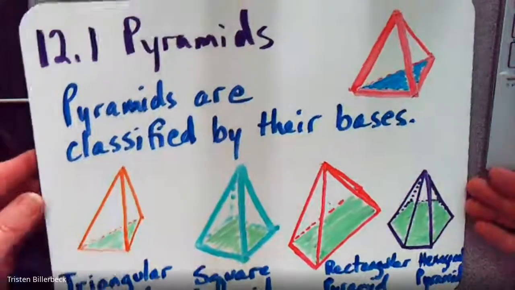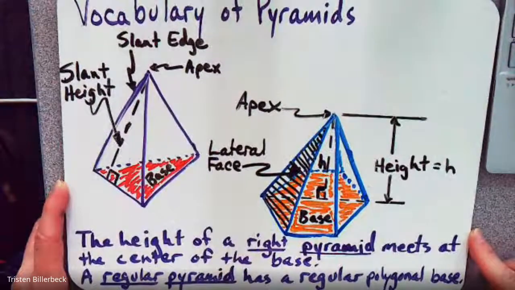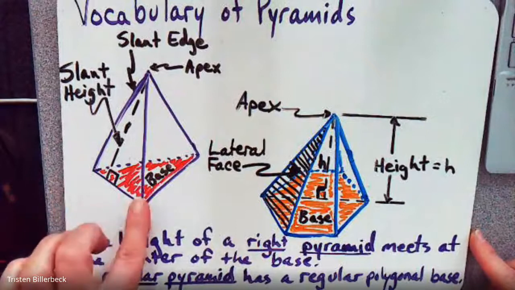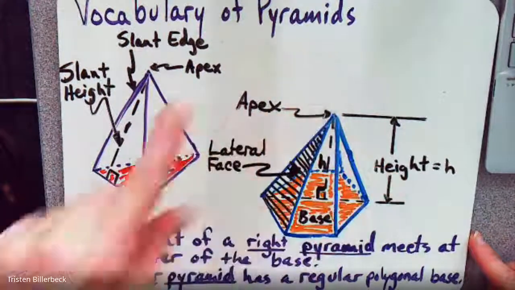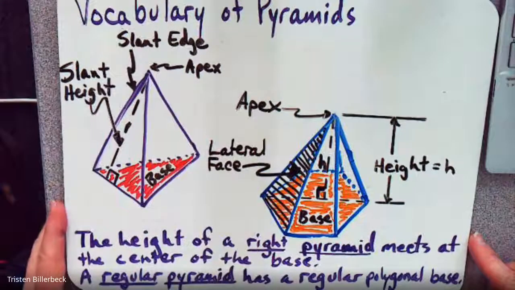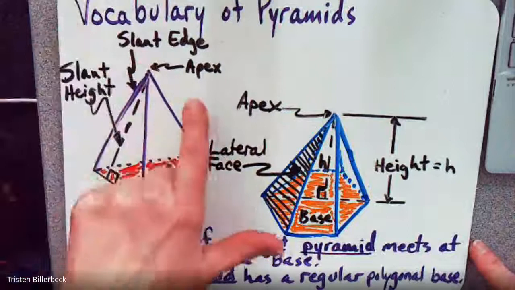Now, there's a lot of different types of pyramids, so there's a lot of different pyramid names, and they all depend upon the base. And we have other vocabulary for pyramids as well. So pyramids, unlike prisms, only have one base. Prisms have two bases that are parallel, but a pyramid has one base and it ends in an apex, and you're familiar with the pyramids of Egypt. That's what we most likely think of when we think of pyramids, the Egyptian pyramids.